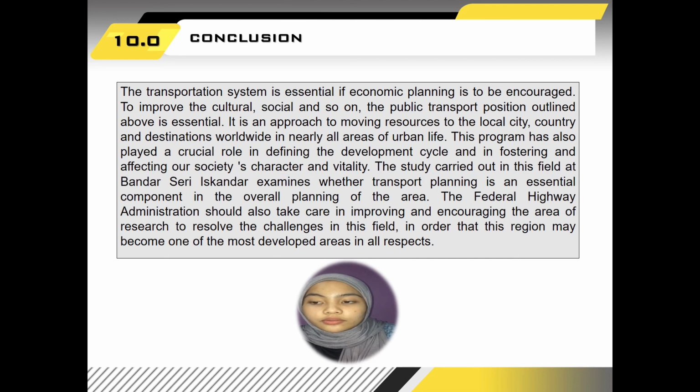The study carried out in this field at Bandar Seri Iskandar examined whether transport planning is an essential component in the overall planning of the area. The Federal Highway Administration should also take care in encouraging the area of research to resolve the challenges in this field. Other than this, the region may become one of the most developed areas in all respects.